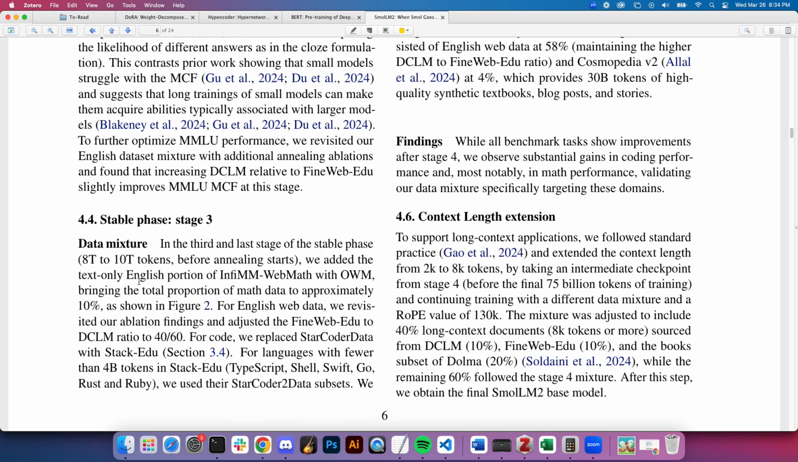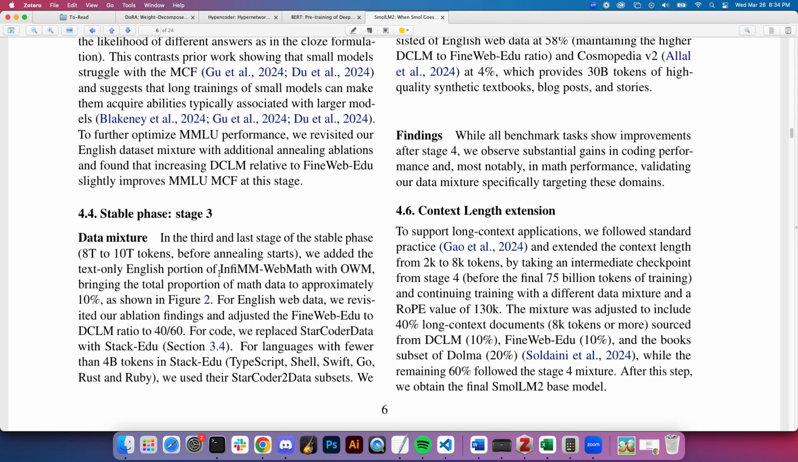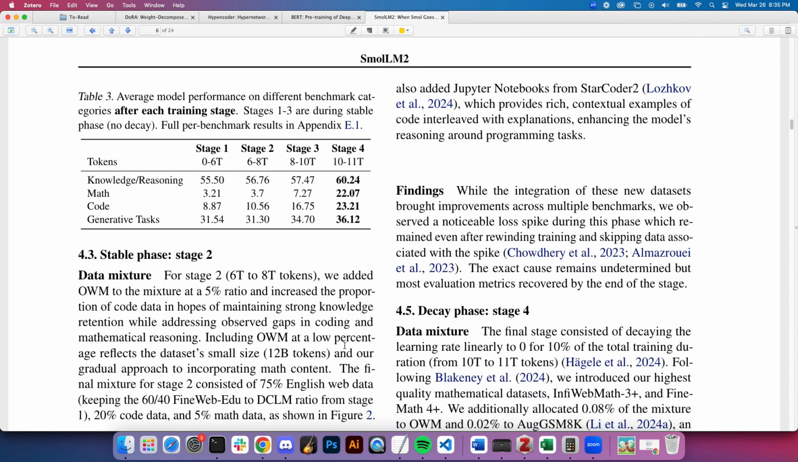Okay, stage 3. They add the text-only English portion of InfiMM-WebMath. So math is at 10%. They switch to 40-60 for English web data, and they replace StarCoder data with StackEdu. And for languages with fewer than 4 billion tokens, they use StarCoder 2 data subsets. They also add Jupyter notebooks. Rich contextual examples of code interleaved with explanations. That's really interesting.